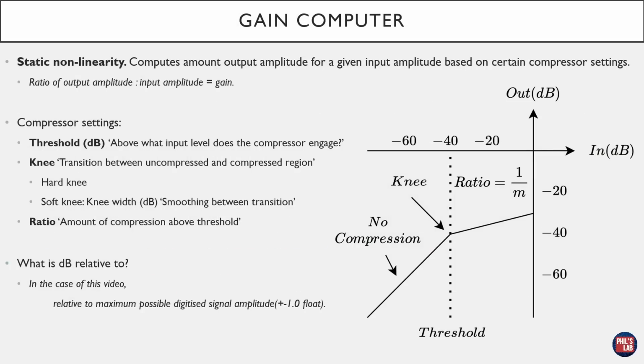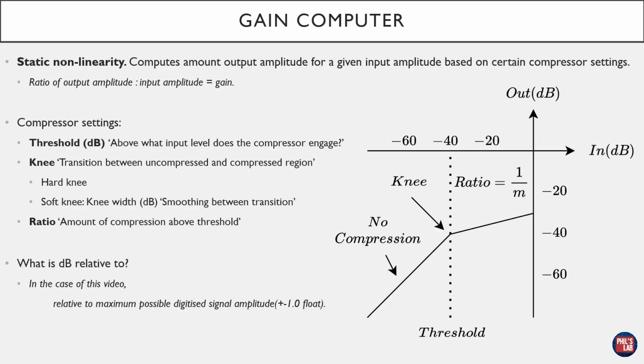Our envelope or our instantaneous amplitude is fed into what's known as a gain computer. Very simply speaking, the gain computer is nothing but a static nonlinearity. For a given input amplitude, the gain computer computes a certain output amplitude, and with that, the ratio of output amplitude to input amplitude gives us the gain, which in turn later down the chain of this compressor will attenuate the signal by a certain amount.